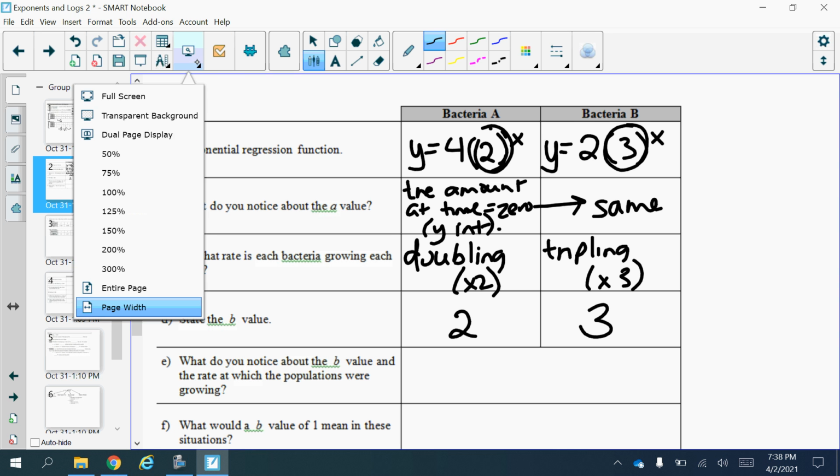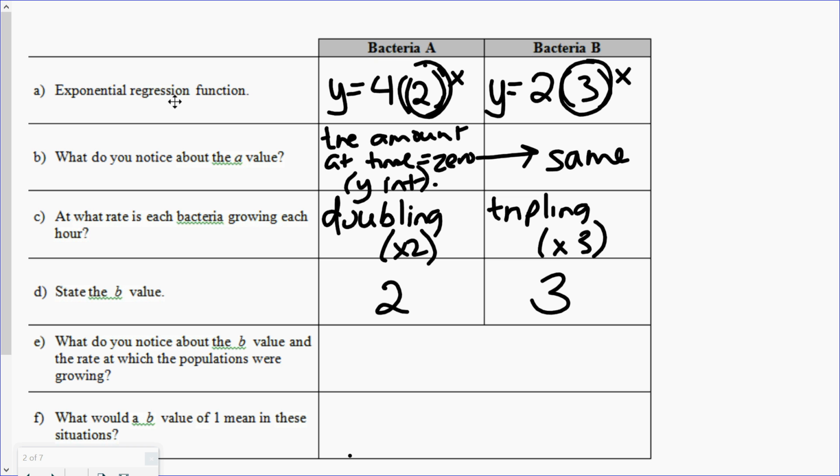Sorry, full screen this again. It says, what do you notice about the B value and the rate at which the populations were growing? So it's comparing these two things. Well, I said doubling or multiplying by 2, the B value is 2. Tripling or multiplying by 3, B value is 3. It's the same.